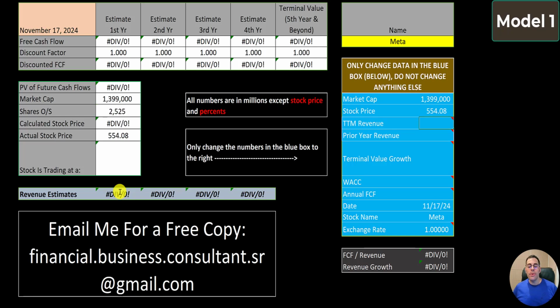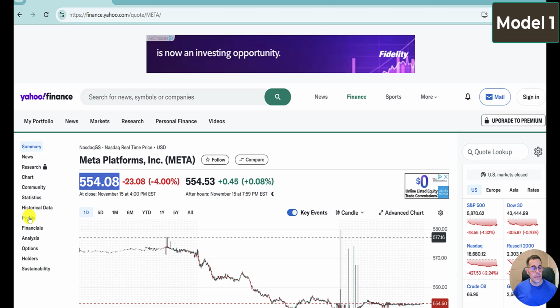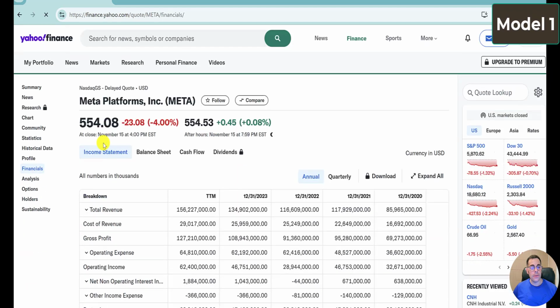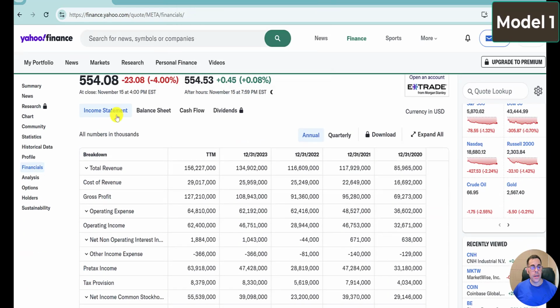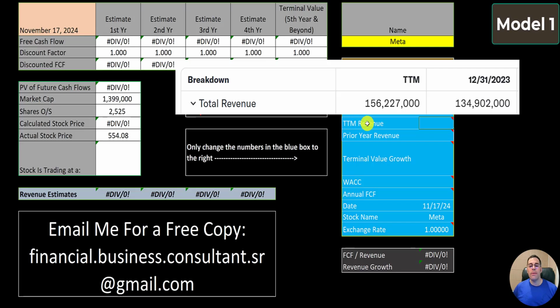Now we need the most recent revenue. I put trailing 12-month revenue, but the most recent revenue could be for the full calendar year. Let's go to Yahoo Finance, go to Financials, scroll down, and I'm going to screenshot this. This is the income statement on top. Their trailing 12-month revenue is 156.2 billion. So just enter the full number always, 156, 227, 123, 123. If you're doing Yahoo Finance, you have to add 3 zeros. All numbers are in thousands.